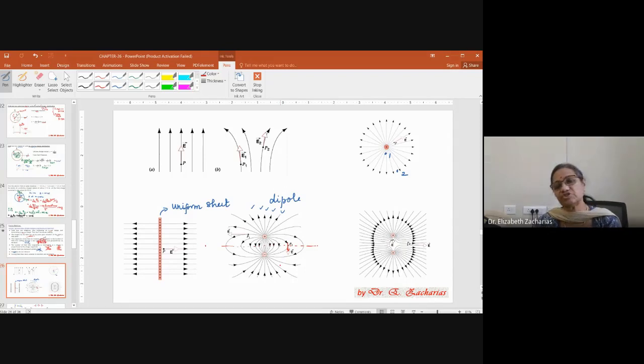Then, what is the last picture we have? The last picture we have is a pair of point charges, both equal. Let's say both are plus. So you find that the same number of lines are radiating out, but then the lines cannot cut each other. So they actually turn.